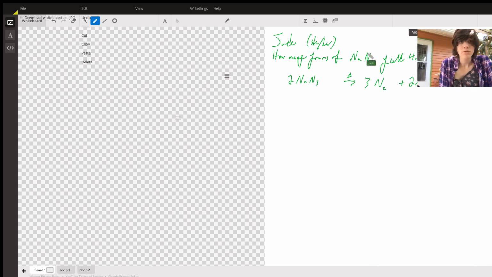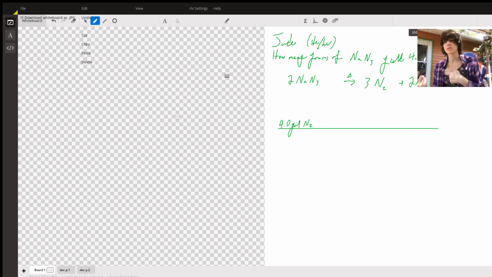Now we move into our mystical, magical stoichiometry line. This is my favorite way to do stoichiometry. Start with what you have: 4.0 gallons of N2. What's the first thing I need to do? I want to turn this into grams of NaN3. When we're moving between different species in the equation, we need to go into moles.